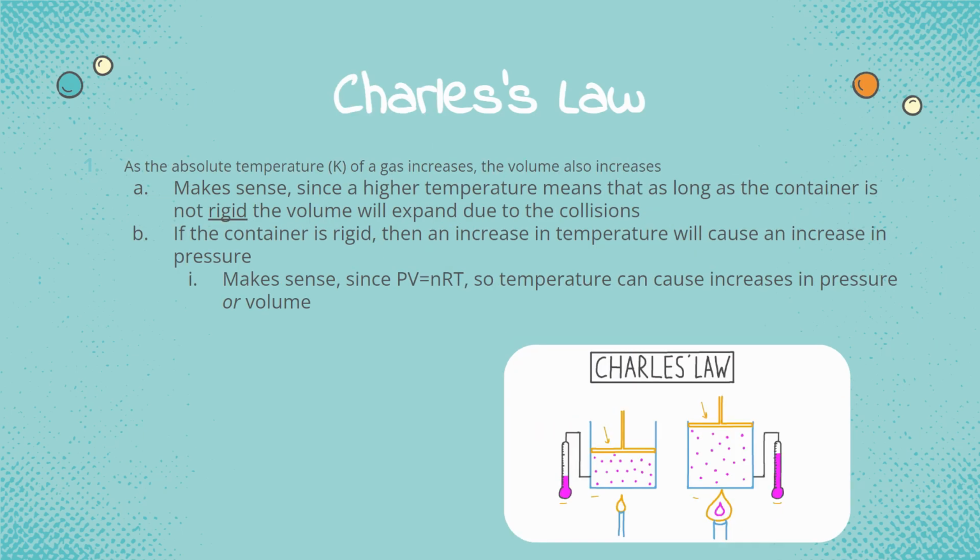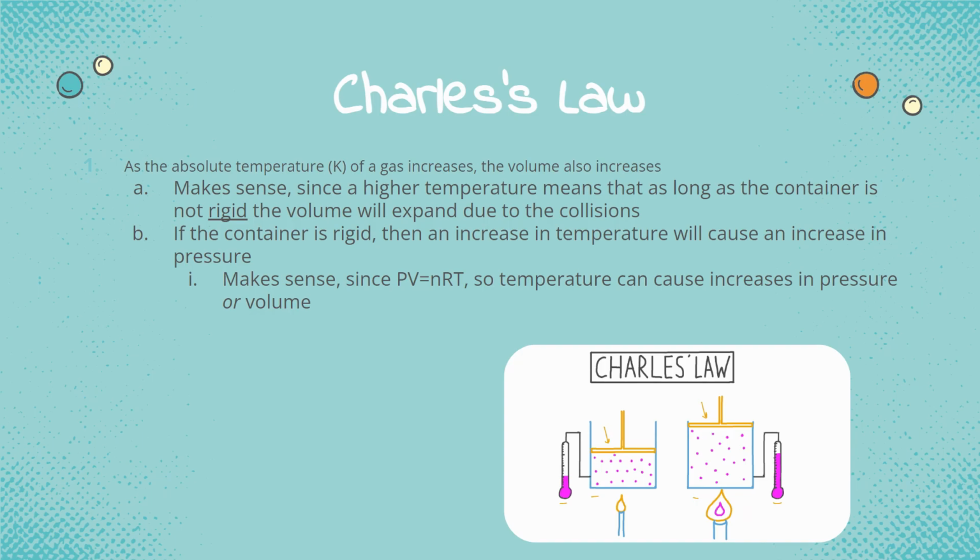Moving on, we have Charles's law, which says that the absolute value of a temperature is directly proportional to the volume. And this makes sense since a higher temperature means a greater kinetic energy, and that'll result in more frequent collisions, causing the volume to expand. But on the contrary, if the container is rigid, then an increase in temperature will cause an increase in pressure.